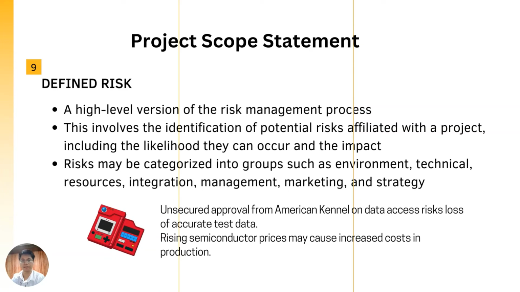Ninth step is the defined risk. The risk management process at this stage is of high level only. This process provides a way to reduce project outcome uncertainty by providing awareness, assessment, and handling of risk. This section minimizes future threats, seizes opportunities, and achieves improved results.